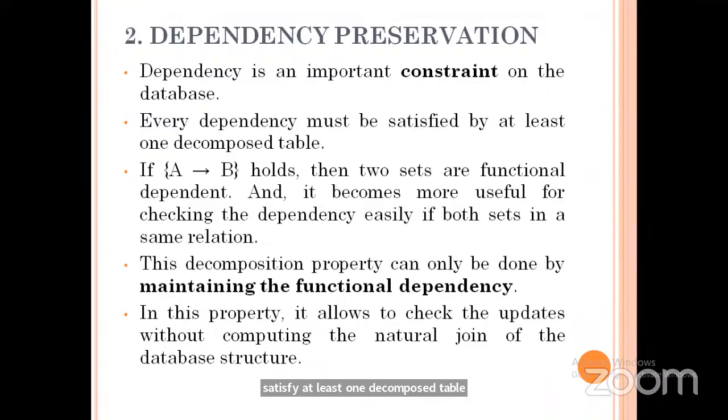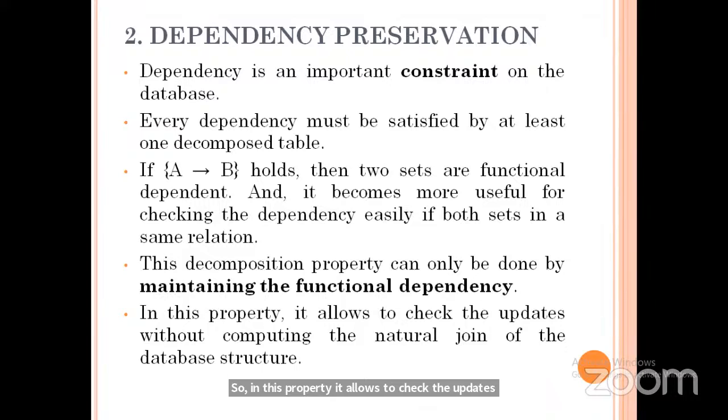Main condition is every dependency must be satisfied by at least one decomposed table. If A tends to B, A is dependent on B, holds the two sets of relation functional dependent, and it becomes more useful for checking the dependency easily in the same relation. So this decomposition property can also be done by maintaining the functional dependency. In this property, it allows us to check the updates without computing the natural join of the database structure.